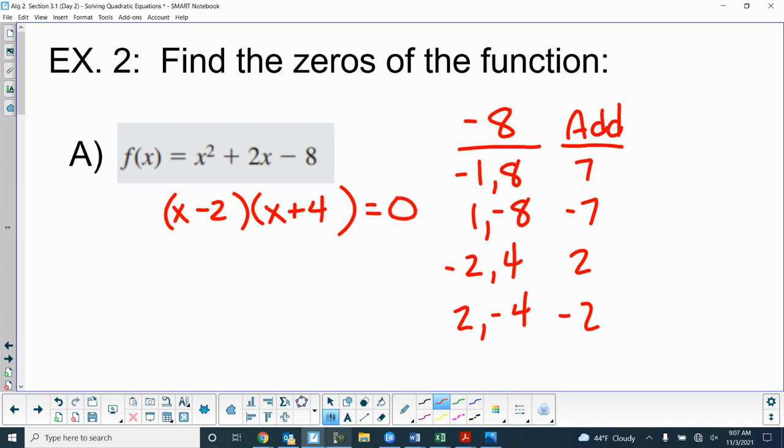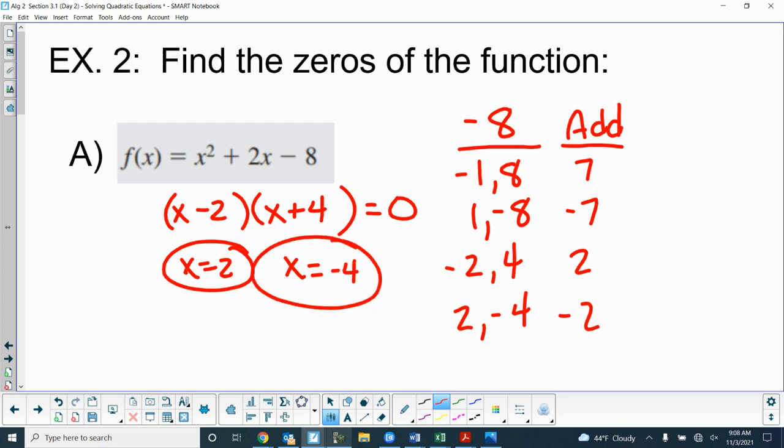Remember, we're setting it equal to 0. Easy, guys, on that table. All right, so what are my two answers? 2 and -4. Right. Positive 2, negative 4. Okay? Okay. Question. Wait, why did I get?